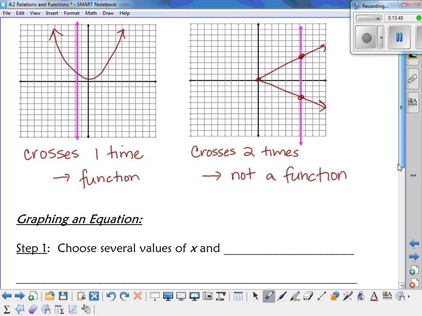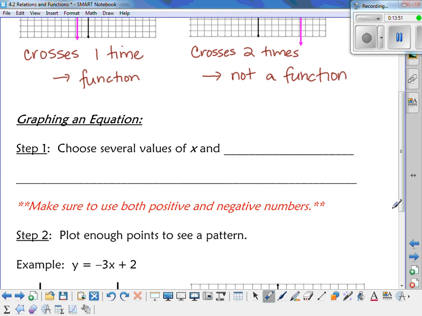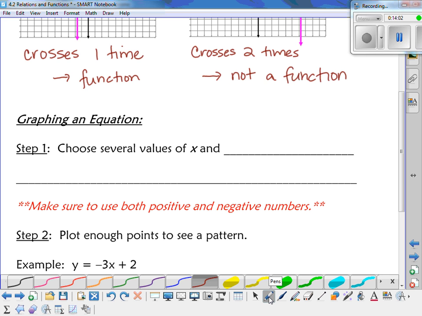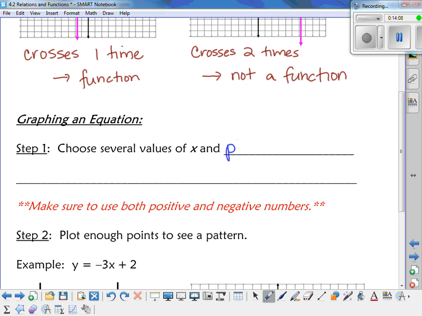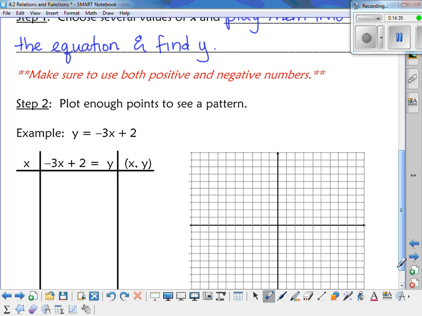Okay, graphing an equation. All right, so we're going to start graphing. To do that, we're going to be using tables to begin with. So step 1 is you're going to choose several values for x and plug them into the equation to find y. And you want to use both positive and negative numbers, and you want to plot enough points till you can see a pattern.